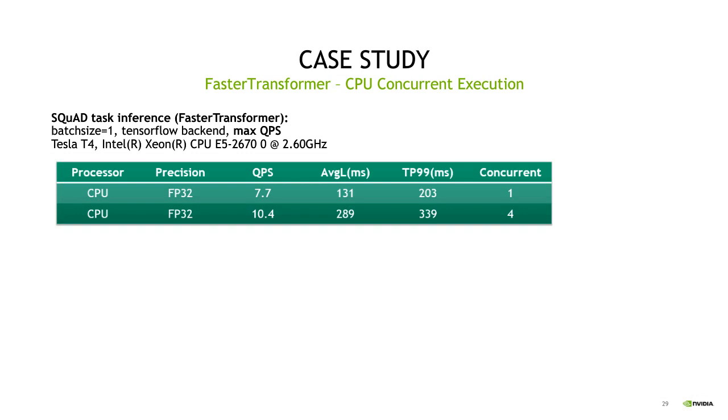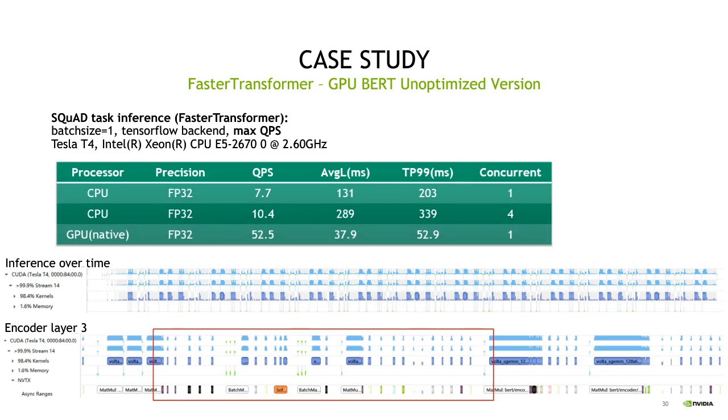Next, we will try to run the inference on GPU with the original BERT code to see what the problem with the inference is. The precision is also FP32, and you can see that the QPS is raised to about 52.5, with only one instance. The timeline here is generated by Nsight Systems. Let's look at the inference over time.